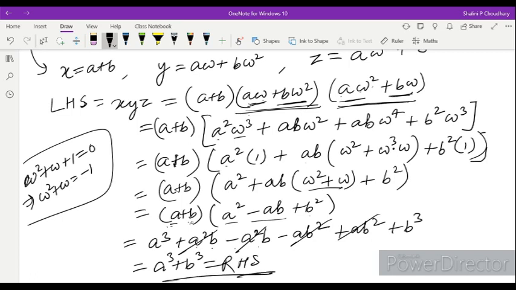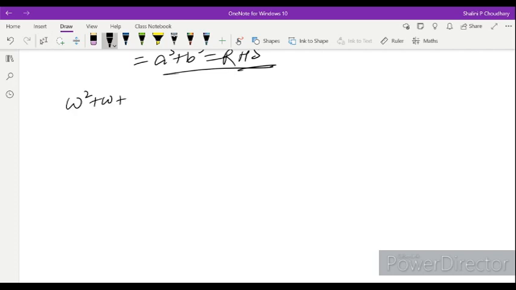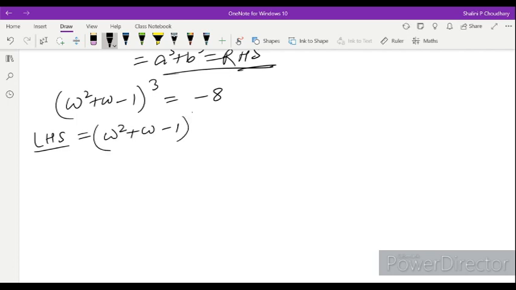Okay, one more question we will do. Omega is a complex cube root of unity. Then what you have to do? We have to prove that omega square plus omega minus 1 whole cube is equal to minus 8. So we will take LHS first, and that is equal to omega square plus omega minus 1 cube.